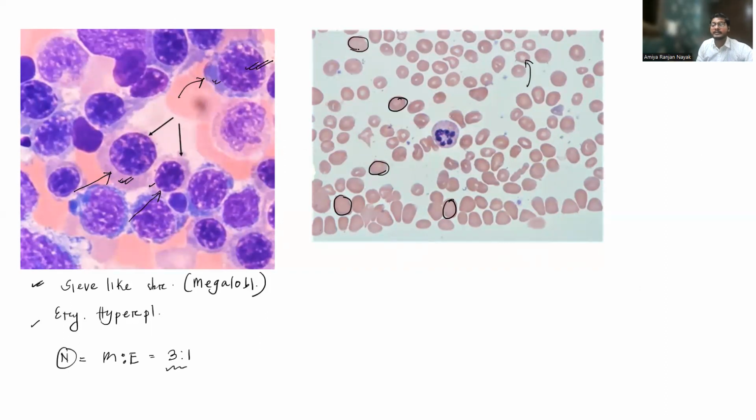And also you can appreciate that the hemoglobin content is increased. That is why you cannot appreciate the central pallor. So many times you will not be able to appreciate central pallor in macro-ovalocytes. You are going to get macro-ovalocytes, and also you are going to get hyperchromasia. That means the central pallor will not be seen. Central pallor is absent. Not in all cases, but in many of these macro-ovalocytes, you are going to get this kind of hyperchromasia with loss of central pallor.